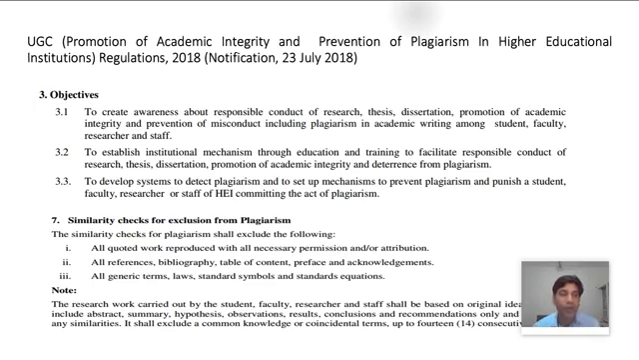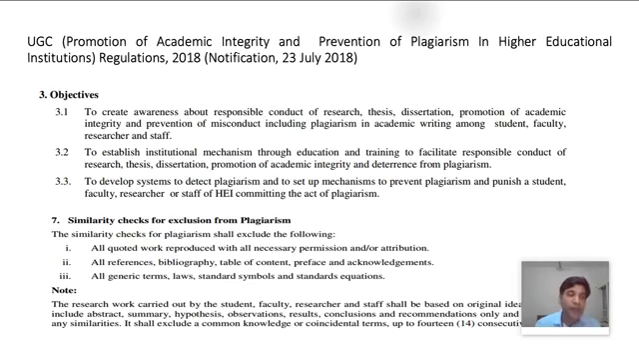Now, talking about the UGC regulation, which was notified on 23rd July 2018, it is known as Promotion of Academic Integrity and Prevention of Plagiarism in Higher Education. After these guidelines, most universities have adopted them in toto, and they are following these guidelines as far as submission of thesis and publication of research papers are concerned.